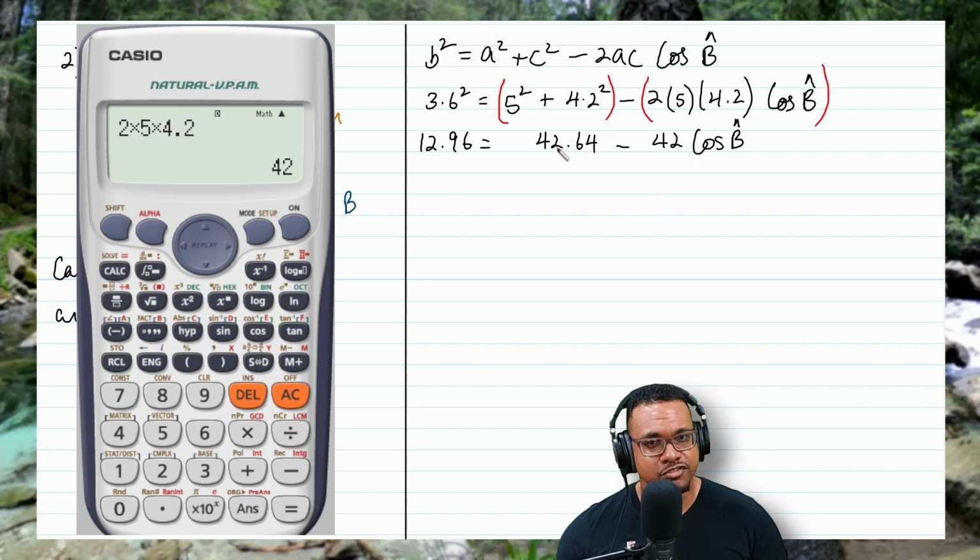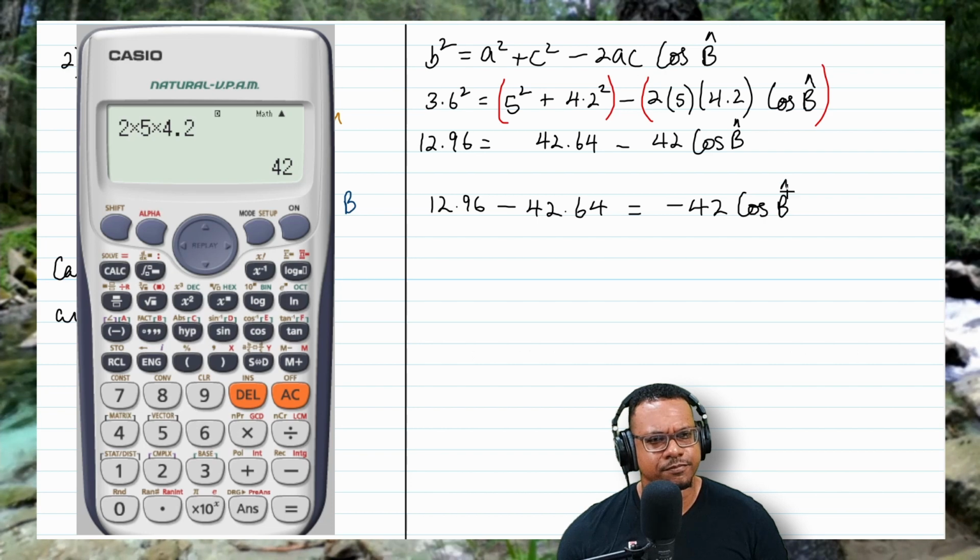So what I have to do is transfer this 42.64 across the equal sign, and the sign in front of it will change from positive to negative. So what I'm going to have is 12.96 take away 42.64 is equal to negative 42 cosine B. So now I'll subtract this on the calculator.